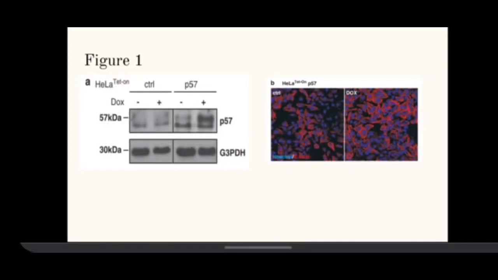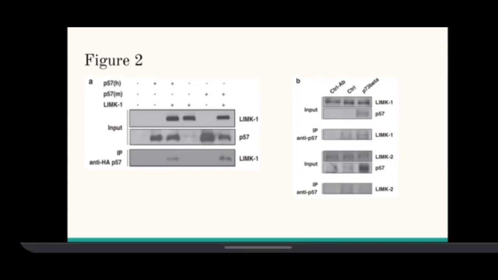A shows HeLa P57 cells in the HeLa CTRL cells after being treated with doxycycline. Doxycycline is used to treat infections, so it's seeing the results after the cells are treated. Part B of this figure shows the results after 24 hours with the doxycycline, and they were immunoblotted after those 24 hours, and the results show that the cells were still visible and still continued to grow.